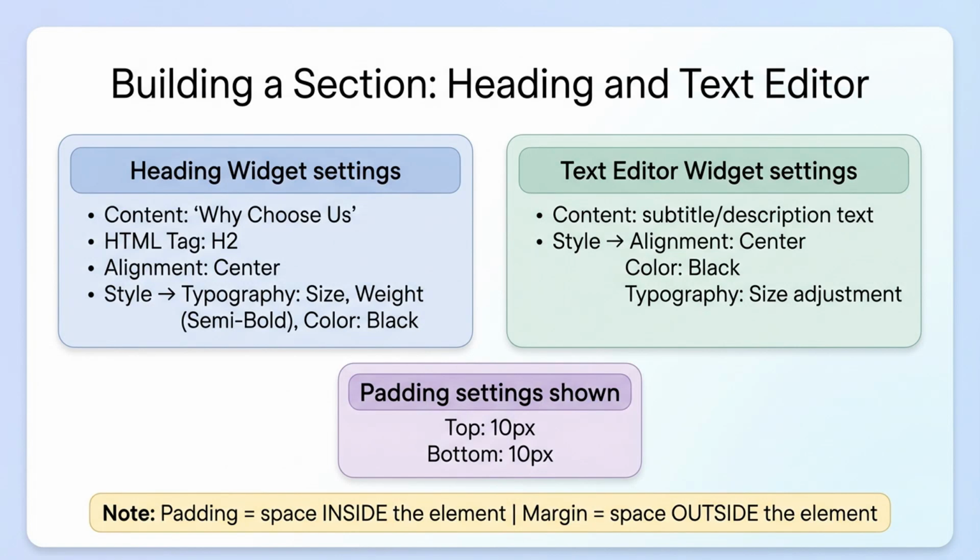For headings, use the Heading widget, set the HTML tag, H2 is standard for section titles, and center the alignment. In the Style tab, set the color to black and adjust the font size and weight. Semi-bold works well for section headings. Below the heading, add a text editor widget for a subtitle or description. Always adjust padding, the space inside the element, to give your text room to breathe without things feeling cramped.